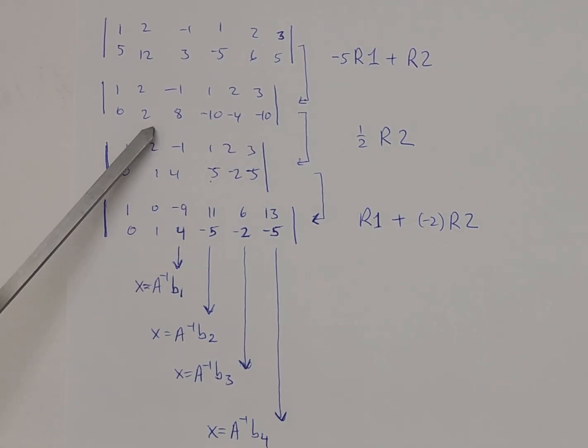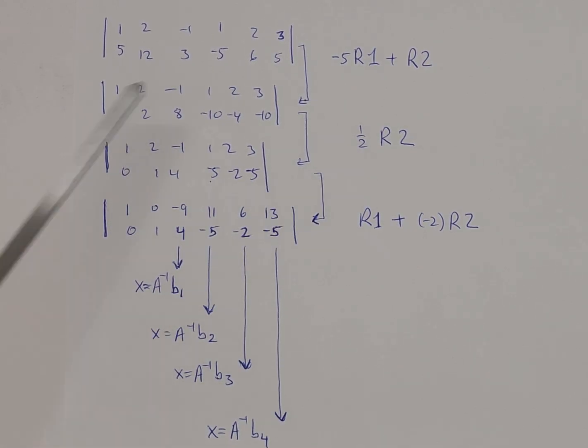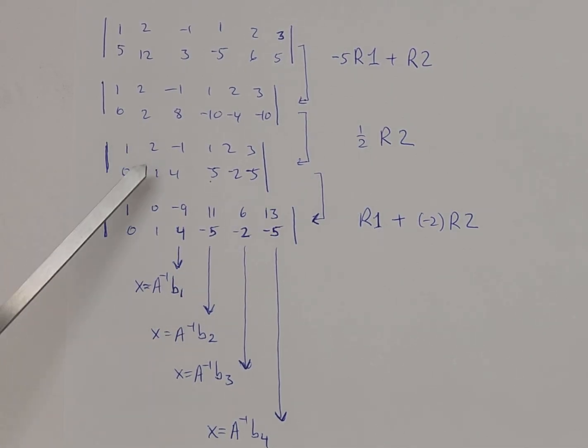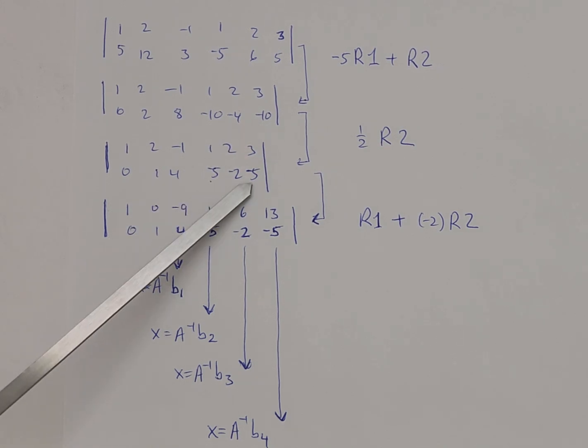Okay. Next, we want this to become a 1. So we need to multiply by the reciprocal of 2, which is 1 over 2. Rewrite the first row again. Now we're changing the second row by 1 over 2. Why? Because this is a 2 and we need a 1. So 1 over 2 times 2 gives me this 1. 1 over 2 times 8 gives me 4. 1 over 2 times negative 10 is negative 5. 1 over 2 times negative 4 gives me negative 2. 1 over 2 times negative 10 gives me negative 5.